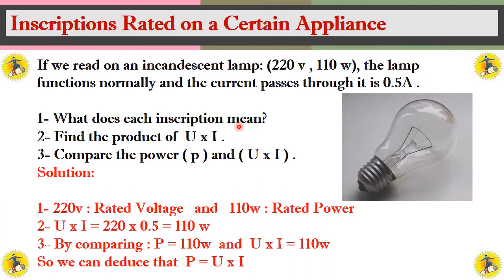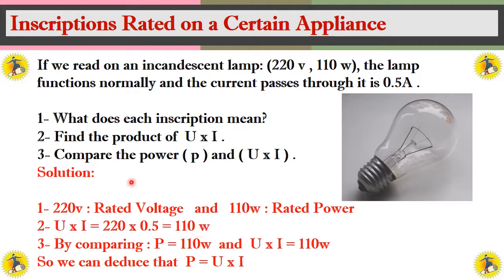I will give the meaning of 220 volt and 110 watt. First, 220 volt is called the rated voltage and 110 watt is called the rated power. Find the product of U times I. We will multiply 220 with 0.5 ampere, so we will get 110 watt.